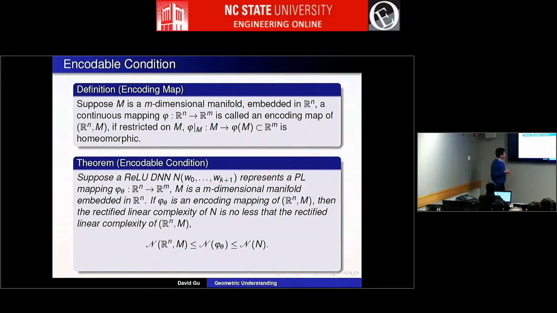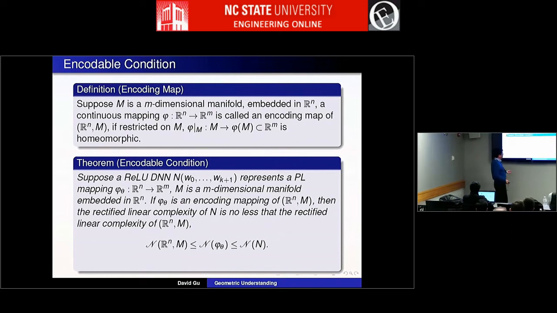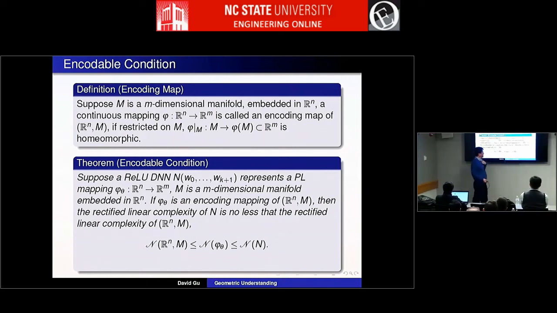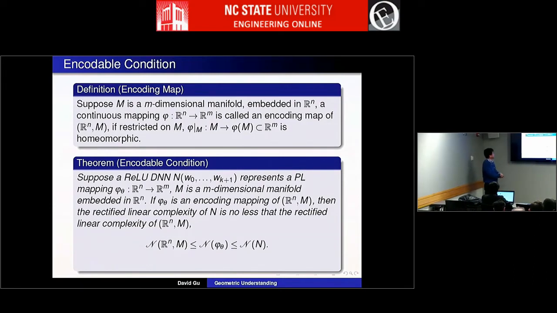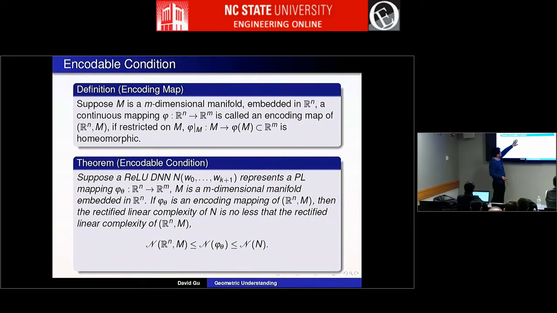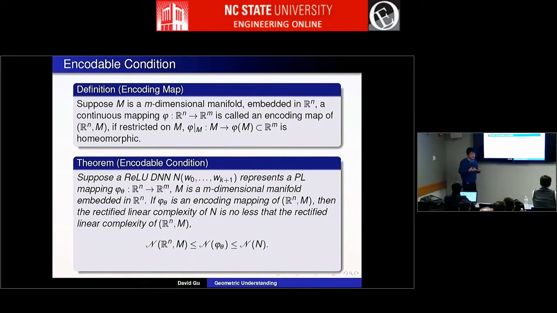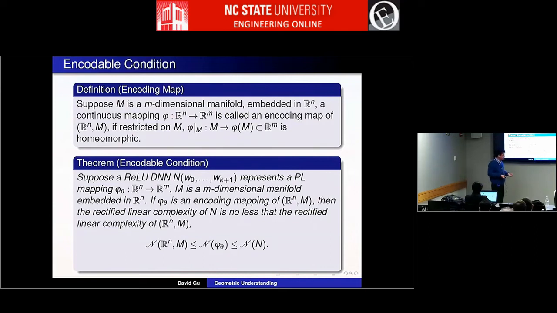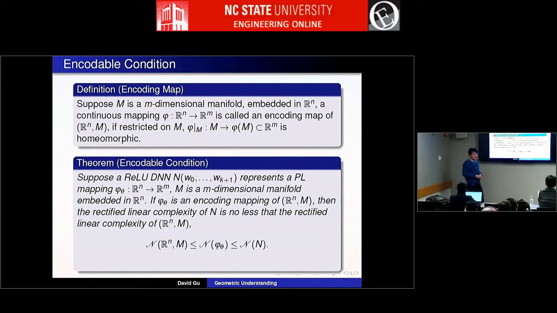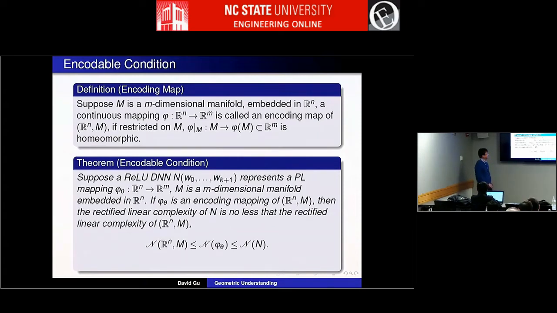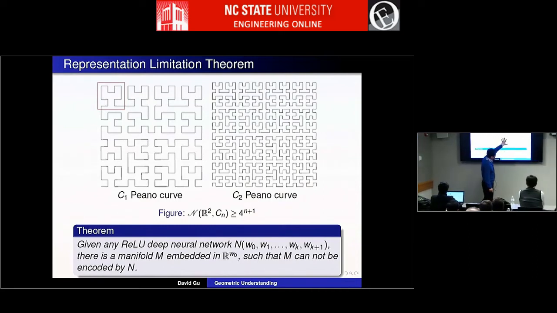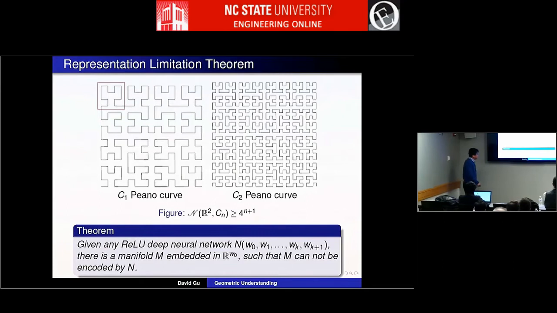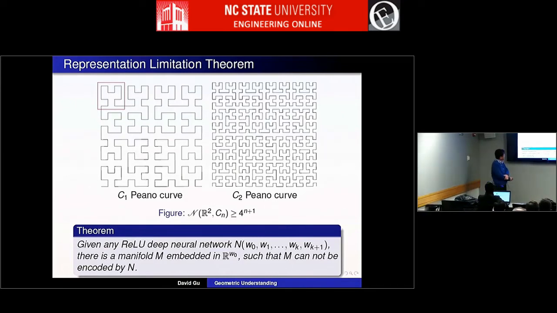Then it's very easy to see that if we have a neural network which can learn a manifold, then the complexity of the neural network should be greater than the complexity of the manifold. It's pretty straightforward. Then given a ReLU DNN with a fixed architecture, we can easily construct a manifold such that the DNN cannot learn this manifold. This is very intuitive, right? Using a conventional Peano curve, we can construct manifolds with a very high complexity. Here we give you a constructive proof for this.